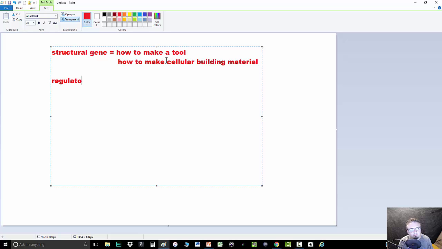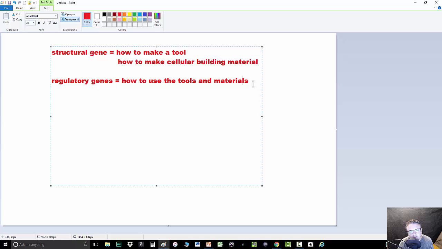Regulatory genes tell the cell how to use the tools and the building materials. Having the materials and the tools doesn't do anything for you if you don't know how to use them. Hammers and nails and boards and screws are going to be much better off in the hands of a craftsman than in the hands of, say, a biologist. So the difference here is having the tools versus knowing how to use them.